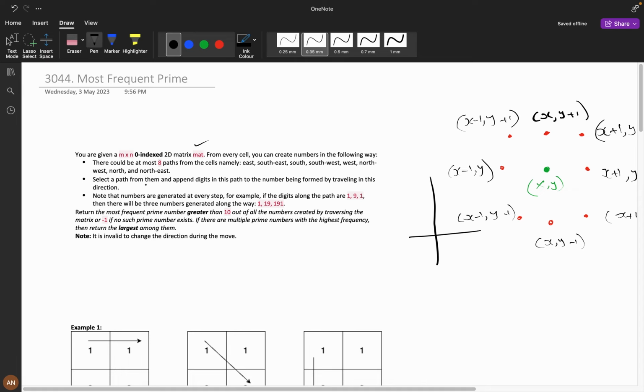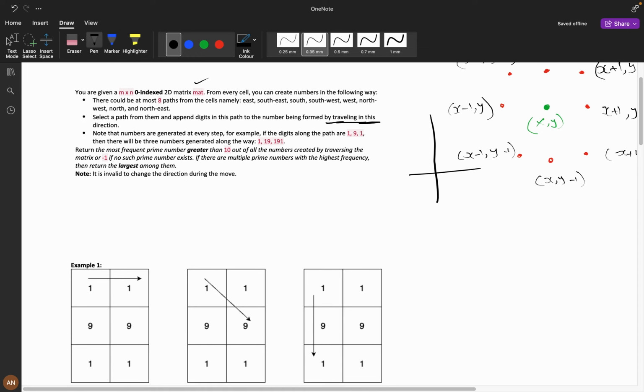We need to select a path from them and append the digits along this path to the number, traveling in this direction. Note that the numbers are generated at every step. For example, if the digits along the path are 191, then 3 numbers are generated: 1, 19 and 191. And we need to return the most frequent prime number greater than 10 out of all numbers created by traversing the matrix, or minus 1 if no such prime number exists.